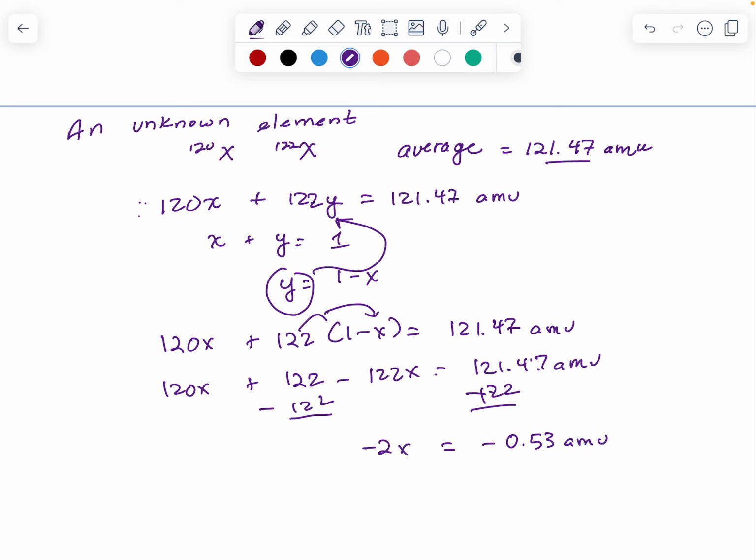So you can finish this, and that will give you the value for x, which is our decimal representation of the abundance of the isotope 120. And then if you subtract that from 1, you put it in here, you will get the relative abundance of isotope 122. Hope this helps.